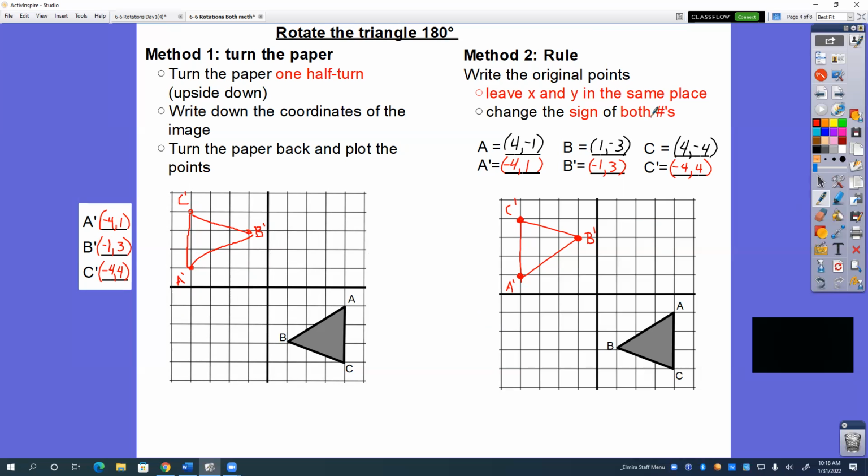Okay. Same. Now method number 2 is again another rule. This time you're going to leave X and Y in the same place and just simply change the sign of both numbers. So 4 -1 becomes -4 +1. 1 -3 becomes -1 +3. And 4 -4 becomes -4 +4. Draw on your coordinates, and there is your rotation. Again, whichever method, 1 or 2, works best for you, that would be my recommendation for you to use.